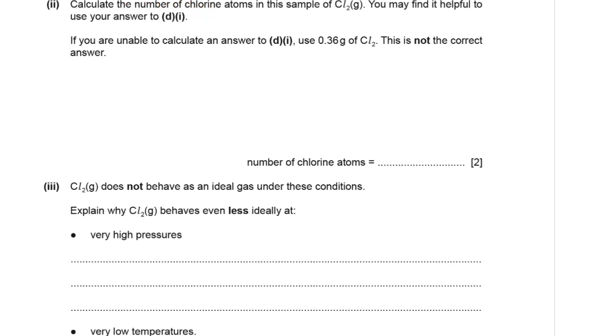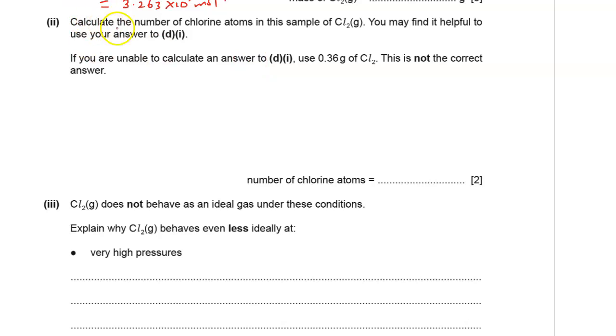Part 2. Calculate the number of chlorine atoms in this sample of chlorine gas. You may find it useful to use your answer to part D1. If you are unable to calculate an answer in D part 1, use 0.36 grams. This is not the correct answer.